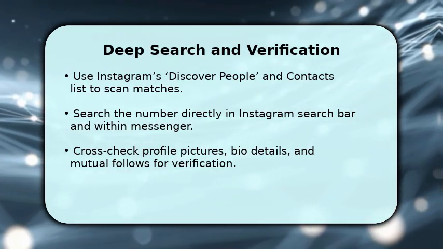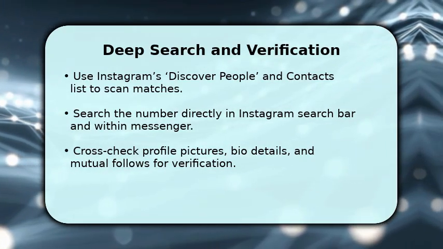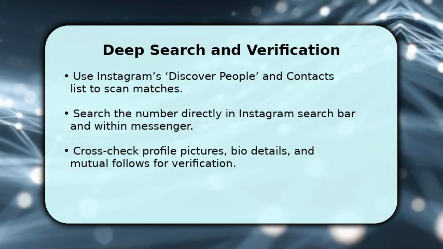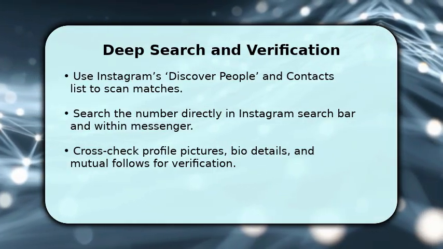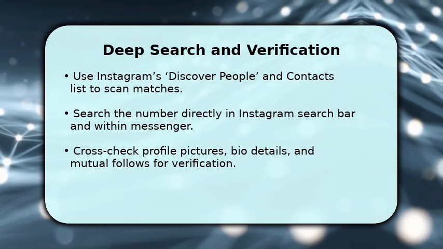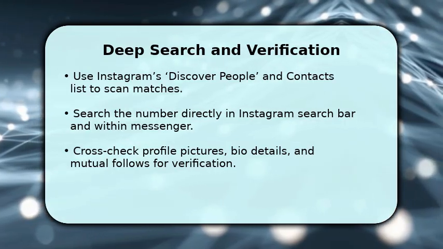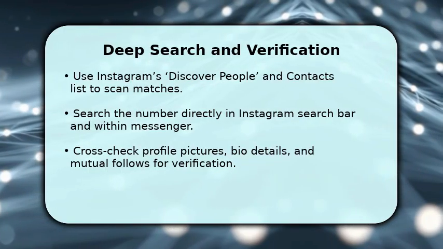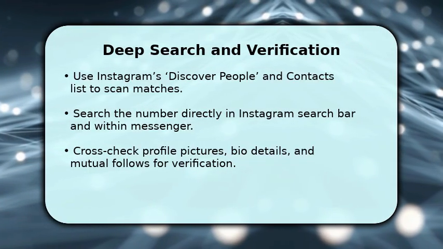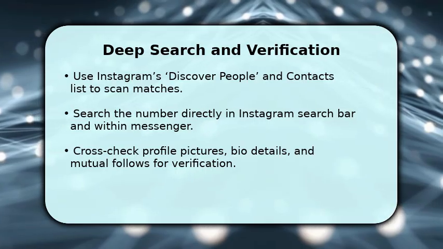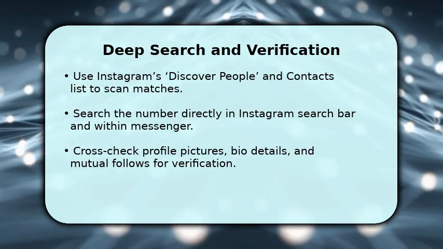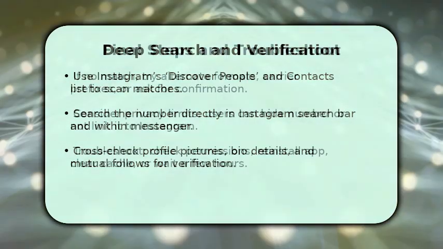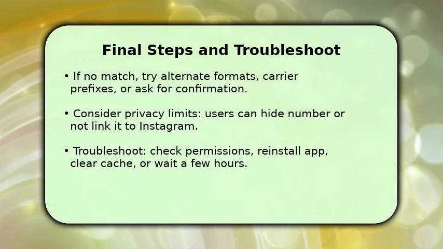Also inspect the Discover People recommendations after syncing, because matches can surface over time. When you find potential accounts, verify by checking profile photos, bio, linked accounts, story highlights, and mutual followers to confirm identity. This reduces mistakes. To finish, refine your search by trying different number formats including leading zeros or alternate country codes and resync contacts after each change.